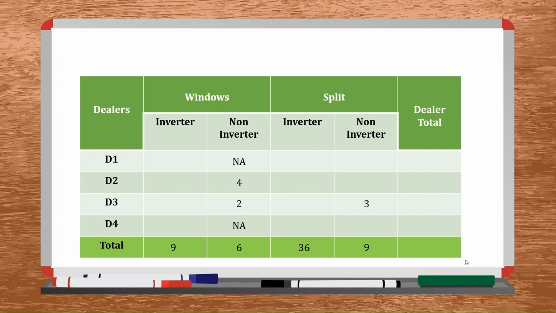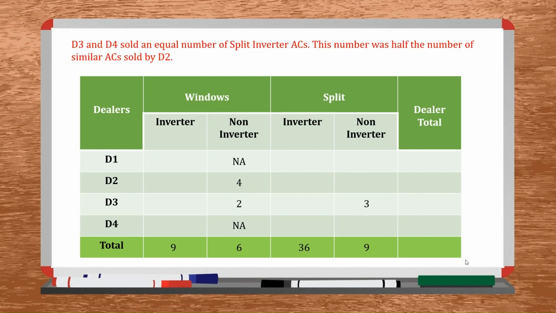Now, since we have utilized all the information, let's look at what information is left. So now we have the comparative statements. D3 and D4 have an equal number of split inverter ACs, and this number is half of the ACs of similar type sold by D2. So if I make the D3 and D4 split inverter number X, then it would be 2X for D2. Let's add those values in the form of variables.